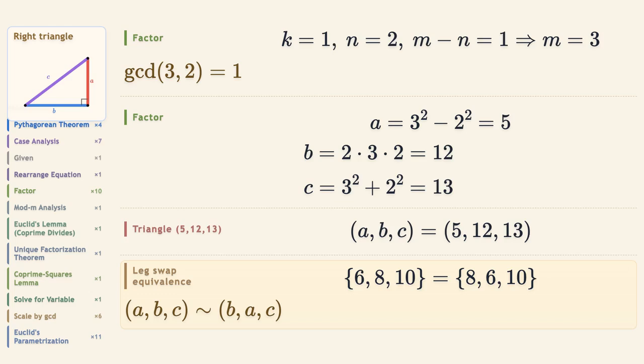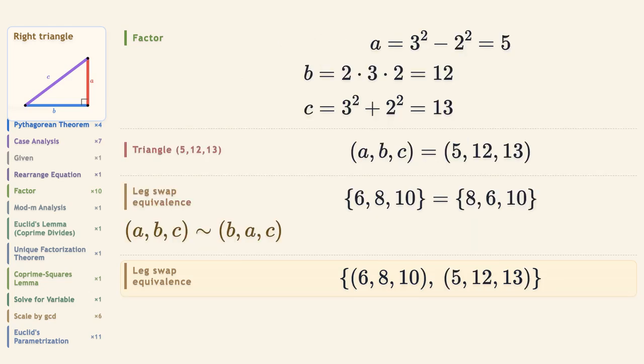6, 8, 10 and 8, 6, 10 share the same side multiset. Swapping a and b just relabels the triangle. After quotienting by leg swap, only 6, 8, 10 and 5, 12, 13 remain.